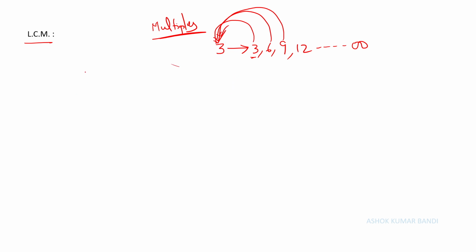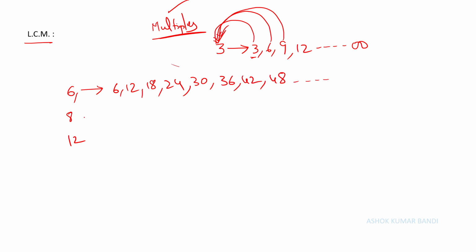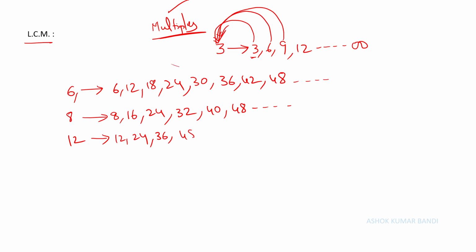So let us take an example. I want to find out the LCM of 6, 8 and 12. As we are dealing with multiples, write the multiples of each and every number. So 6, 12, 18, 24, 30, 36, 42, 48 and so on. Similarly for 8, what are the numbers which are divisible by 8? 8, 16, 24, 32, 40, 48 and so on. What are the multiples of 12? The numbers which are divisible by 12, like 12, 24, 36, 48 and so on.